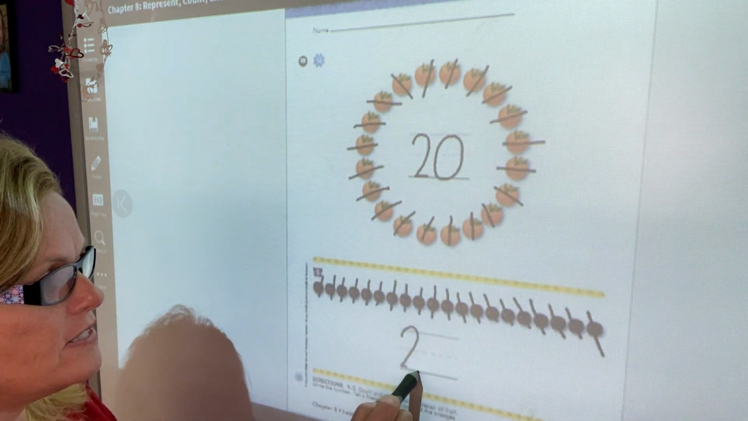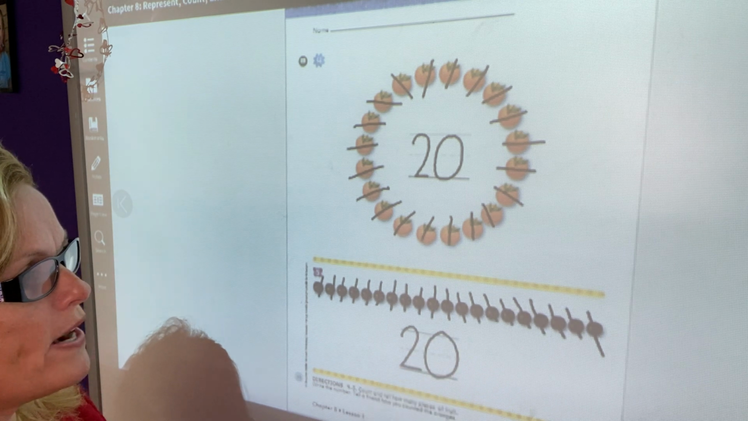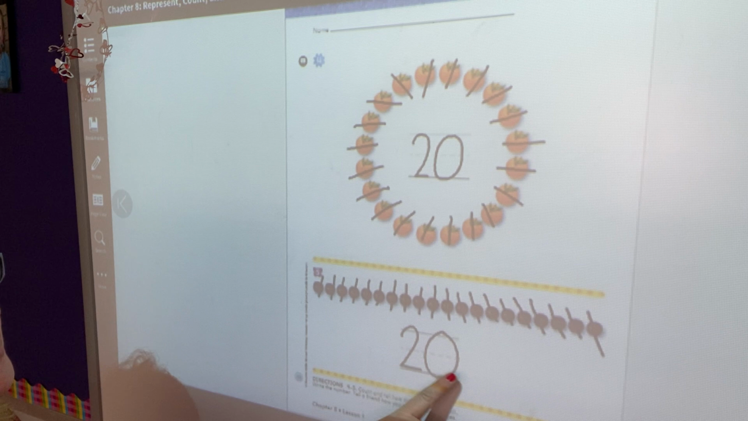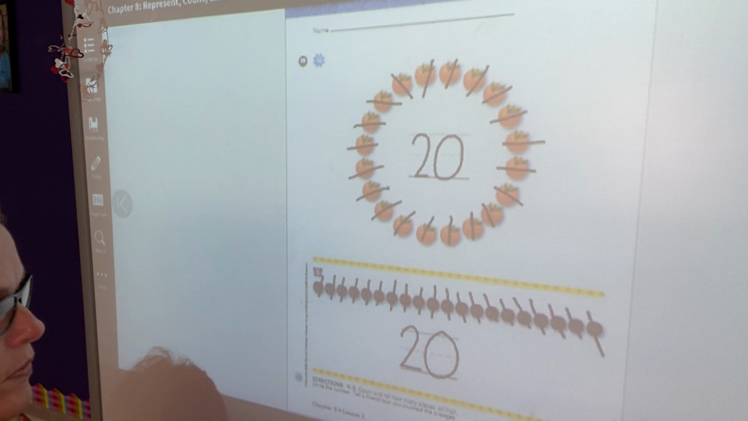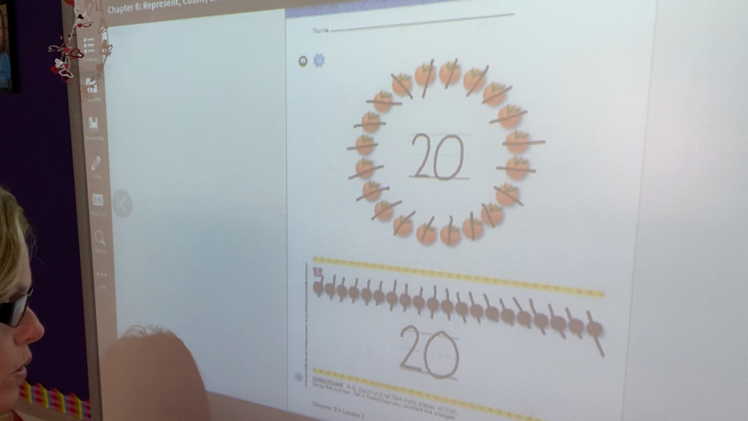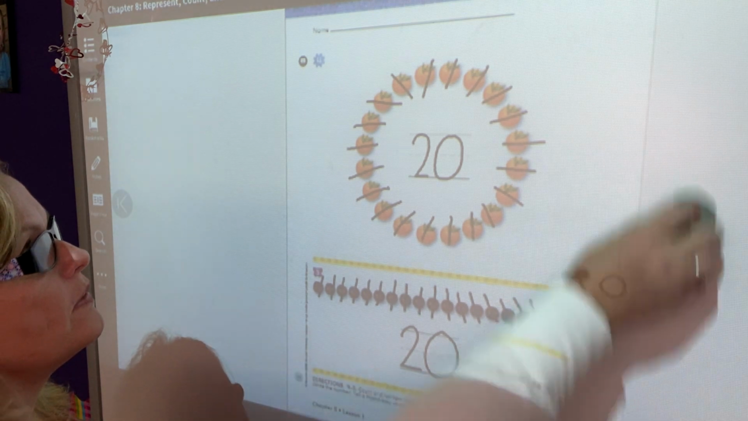20 can look different depending on what objects you're using and what design you choose to do. And again, a 20 is a 2 and a 0. Make sure you don't put 0, 2. That would just be the number 2. We want to have 20.